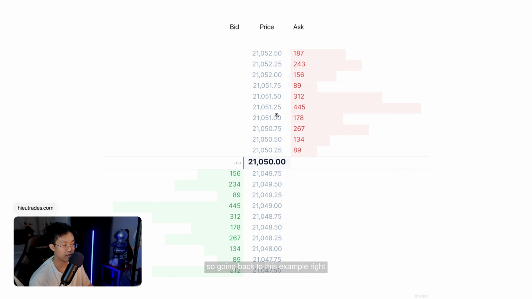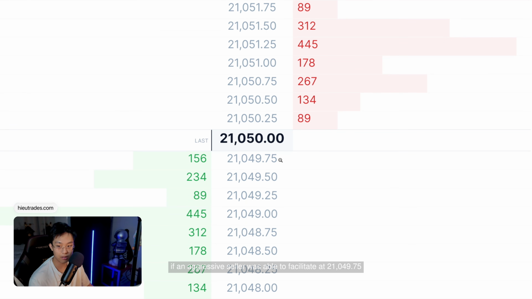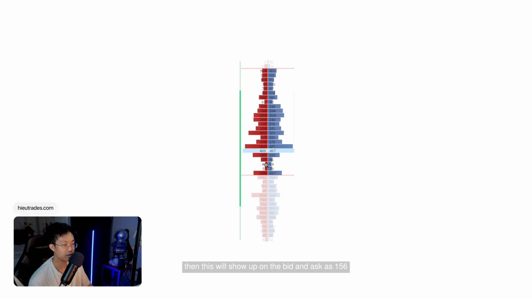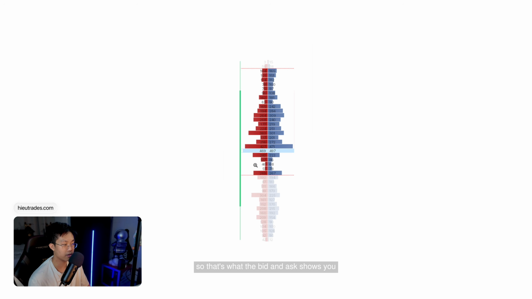So going back to this example, if an aggressive seller was able to facilitate at 21049.75 and their orders were paired up with 156 limit buy orders, then this would show up on the bid and ask as 156, and that is representing a completed transaction. So that's what the bid and ask shows you.